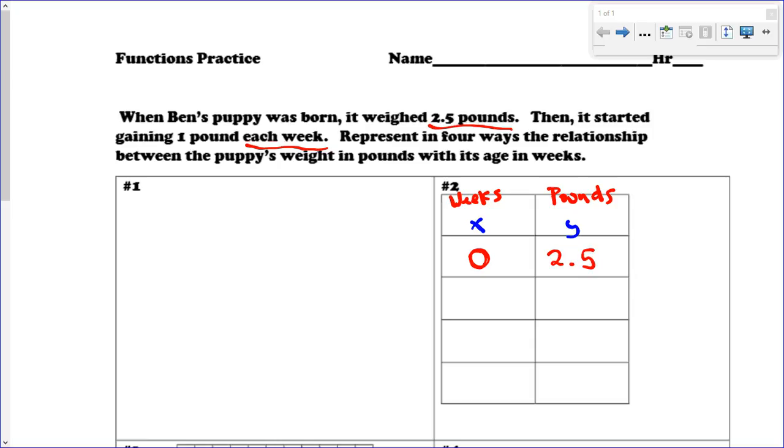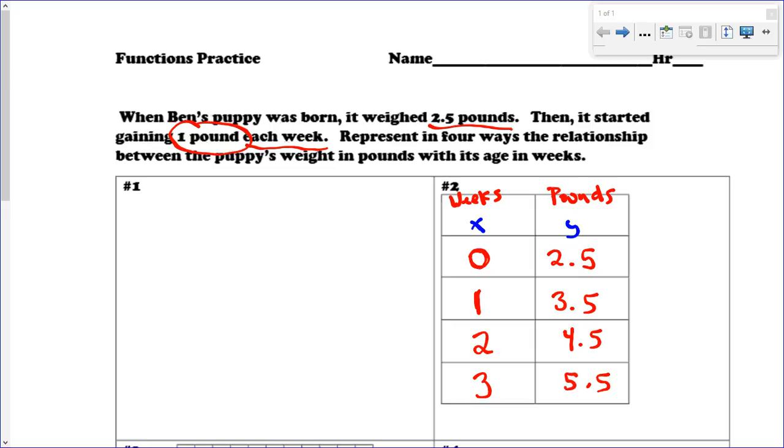All right. If you start from here with the 0 weeks and 2.5 pounds, everything's going to be fine. If you set it up in a different way, if you start with a 1 and 2.5, then it's not going to be accurate. So from here, after 1 week, how much is the puppy going to weigh? Well, it's going to gain 1 pound every week. So that means it will be 3.5 pounds. In another week, by the end of the second week, it's going to be 4.5 pounds. And at the end of the third week, it will be 5.5 pounds.